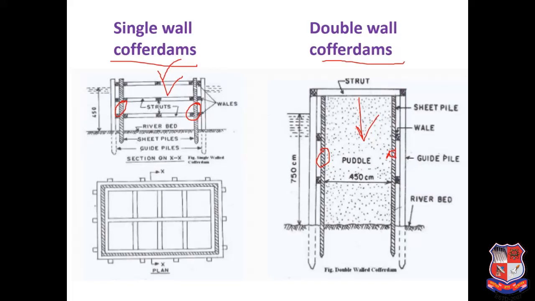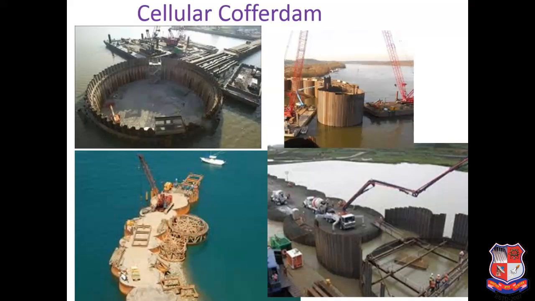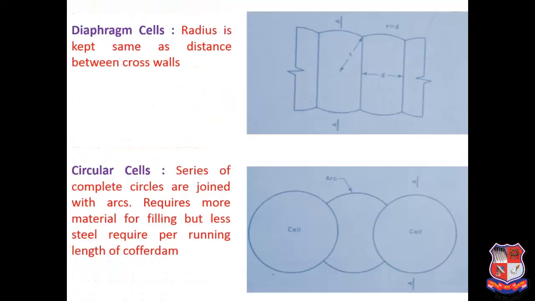And then after it is utilized for dewatering, and then construction. Ultimately it will take a shape like this, all the cells, and you can construct in a very large area. Once one cell is constructed, it will become a platform for others to work further. Here this is a diaphragm cell. The shape is not circular, but it is a diaphragm cell, and this radius is kept the same as the distance between the cross walls.